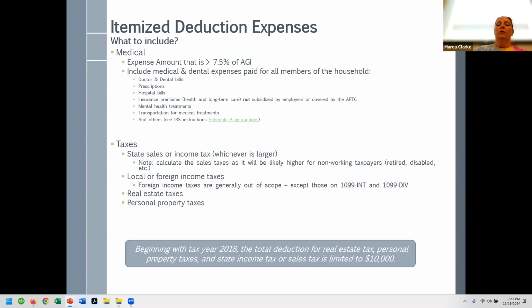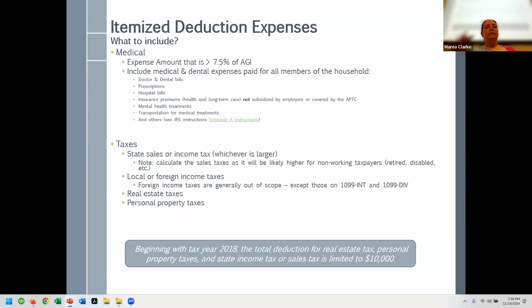So for medical expenses, the only amount that you can include is the amount that is greater than 7.5% of your adjusted gross income. So it's not just even your total medical expenses. So you say, okay, I had $10,000 of adjusted gross income. All right, so then it's going to have to be more than, is that right? $750 in medical expenses. I think that's right. I may be off on a 0 there.